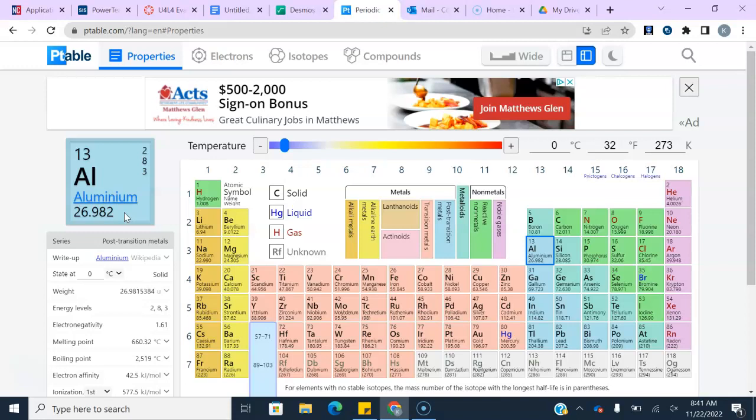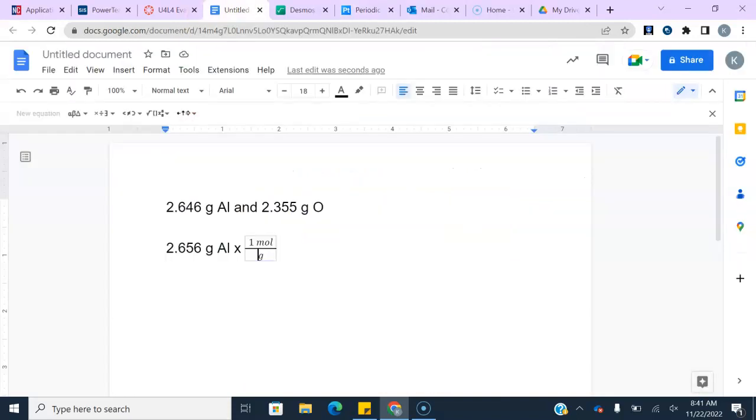Remember, if you have multiple atoms in a compound, you would have to multiply it by however many you have. But here, since we're looking for the formula, we're just doing simple conversions, so we're only going to have to use the average atomic mass because that's the same as 1 mole. So 26.982 grams for the aluminum. Okay, so 1 mole of aluminum is equal to 26.982. Again, that comes from the periodic table.